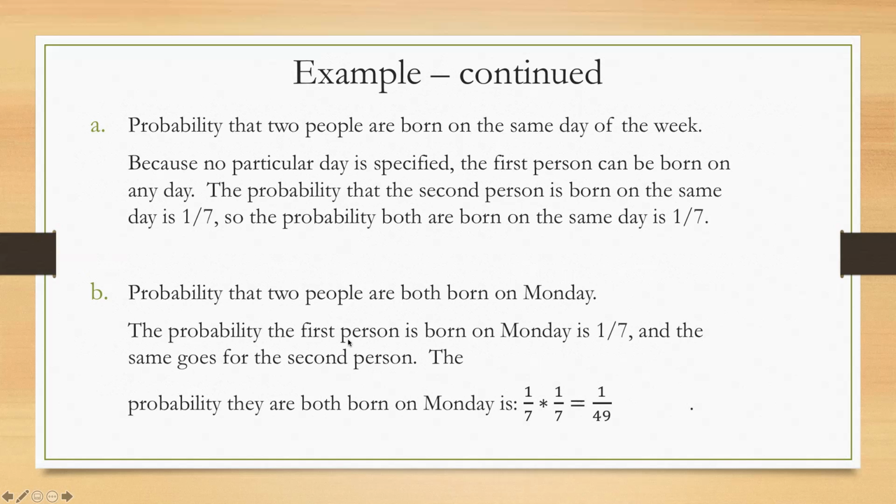And the second one, 2 people are both born on Monday. So we need to make sure the first person is born on a Monday. So we have a 1 in 7 chance there. And the second person born on a Monday is also 1/7. So the probability they're both born on Monday is 1/7 times 1/7.